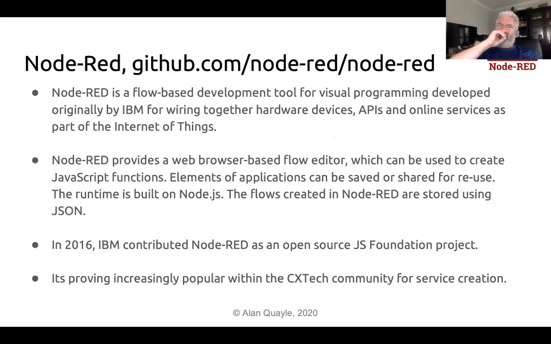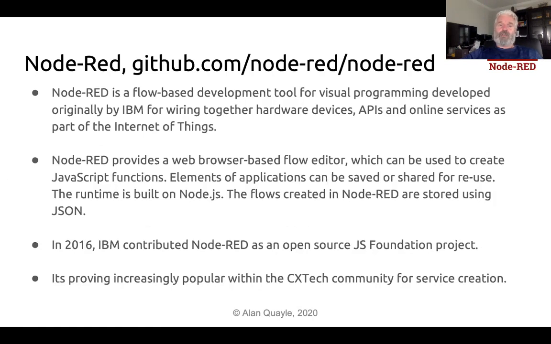Then just a couple more projects I want to mention. Node-RED is a flow-based development tool for visual programming. It generally started on IoT, but I'll be honest with you, I see lots and lots of CX tech companies using it for building services. Again, it's open sourced. IBM contributed it to the JS Foundation back in 2016. So this one, it's a great tool.